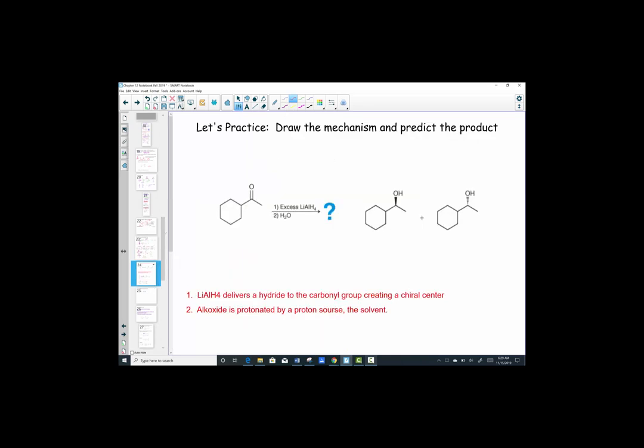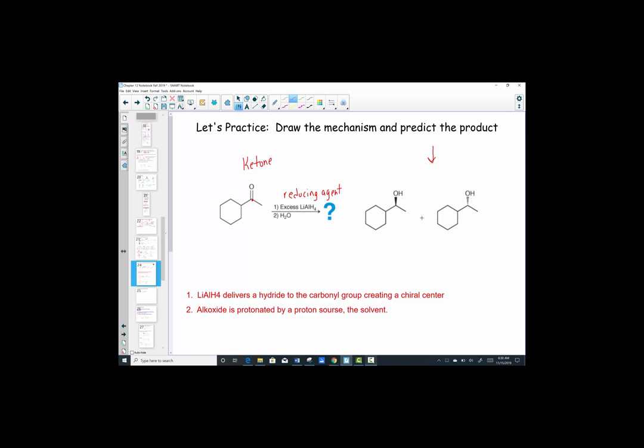Let's draw the mechanism and predict the product. Well, again, I put these two on. These do not appear in your homework, but this is the goal. I see a ketone. This is a ketone, which is a carbonyl carbon in a carbon chain. I understand that in a stepwise fashion, lithium aluminum hydride is a reducing agent. And if I'm merely asked to predict products, it's quite easy.